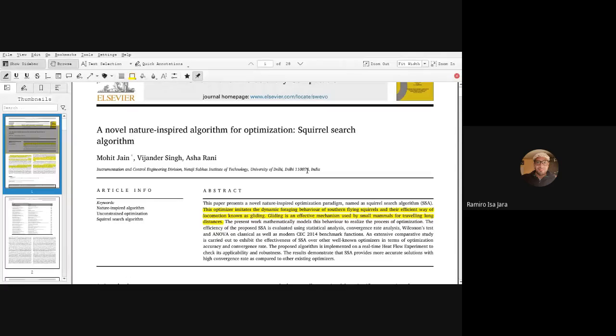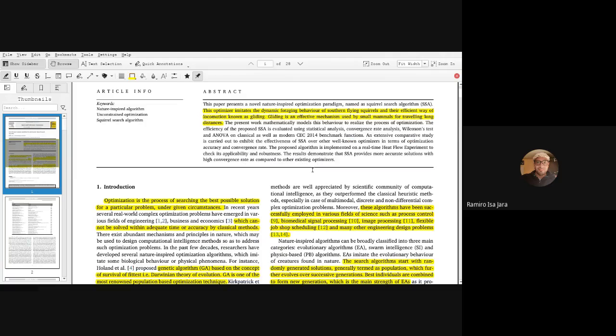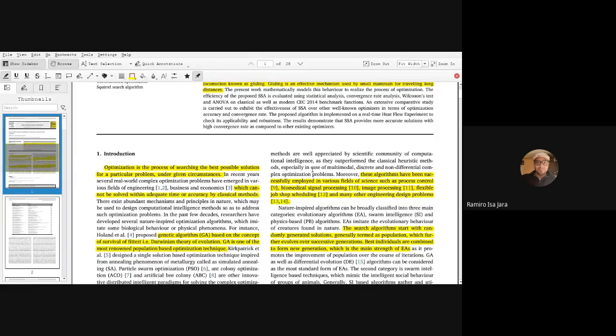I'm going to present "A Novel Nature-Inspired Algorithm for Optimization". In this paper, the author presents a new algorithm based on squirrel search. In many engineering problems, optimization is a principal component because it is the best way to compute the parameters of another problem. So the author presents an algorithm based on the behavior of a squirrel searching for food.